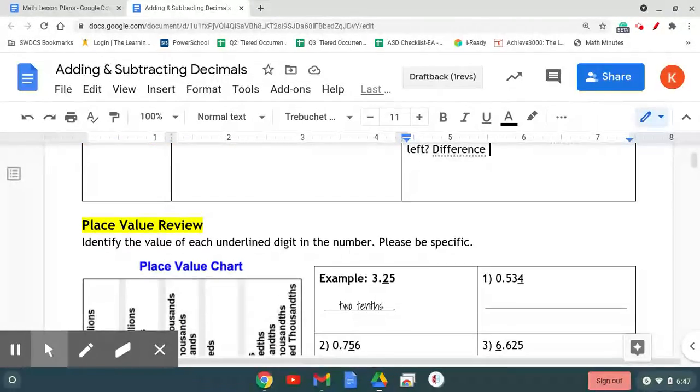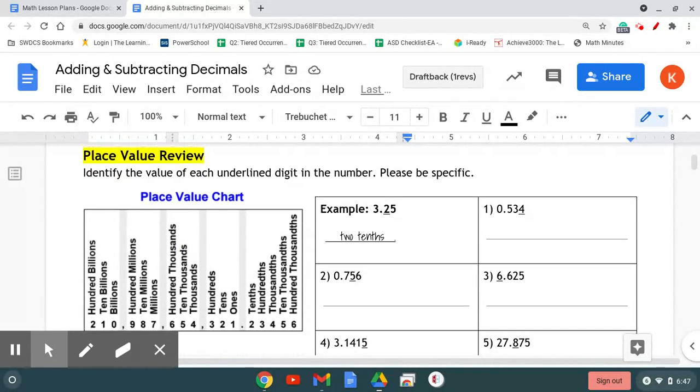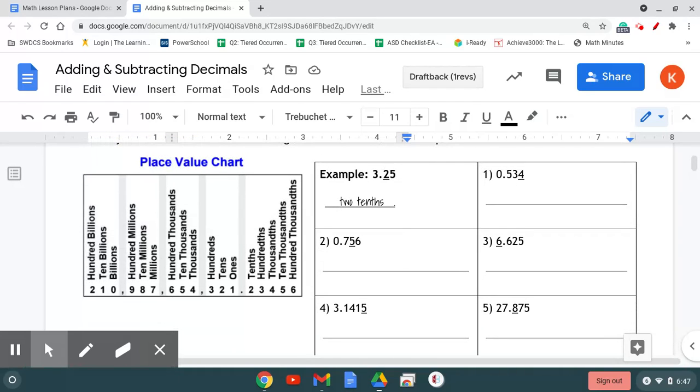All right, place value review. So we're going to do a little bit of review of what you guys did last week. So here's a little chart to help you remember your place value. This is also in your notes and your binder if you need to reference that. Okay, so the first example here is done for you. So it says 3.25. The underlined number is 2. And what place value is that in? This is the ones, we have the decimal, tenths, hundredths. So 2 is in the tenths, so it's 2 tenths.